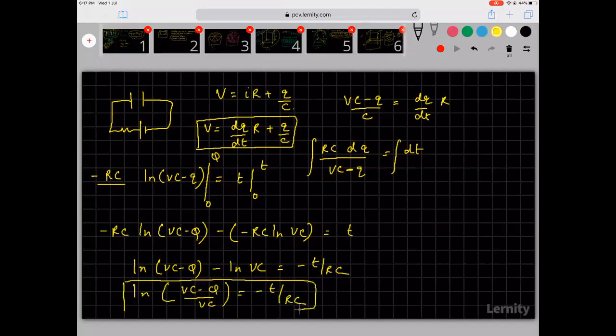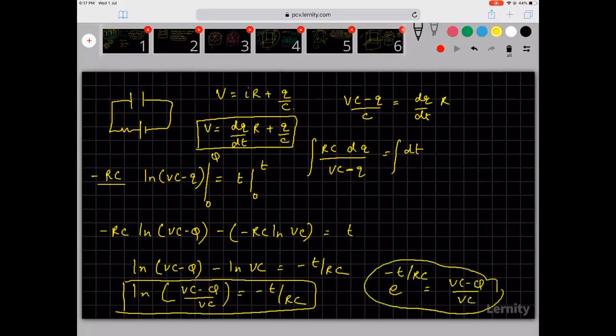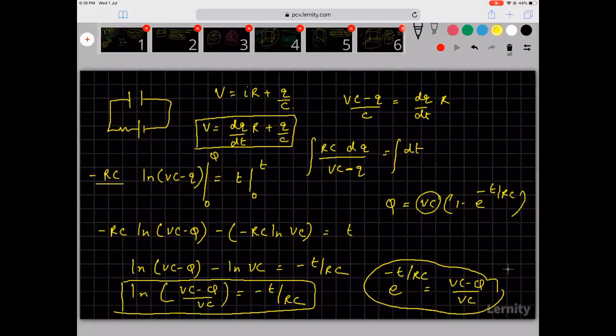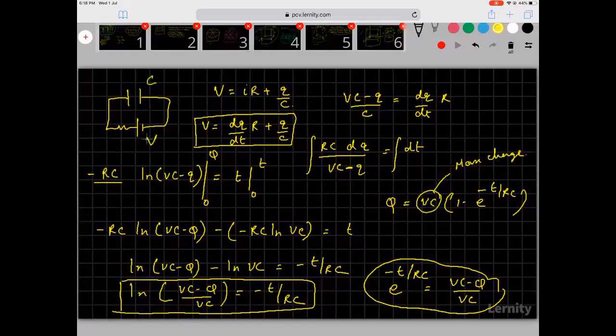Now I am taking the inverse of this. I am taking an exponential function. So I will get e power minus T by RC is equal to (VC minus Q) by VC. Now you rearrange it and you will get Q is equal to VC into 1 minus e power minus T by RC. What is VC equal to? VC is equal to max charge. A capacitor C is connected across potential V, so that is a max charge. First you make a note of this and then we will reach. This is the final step.